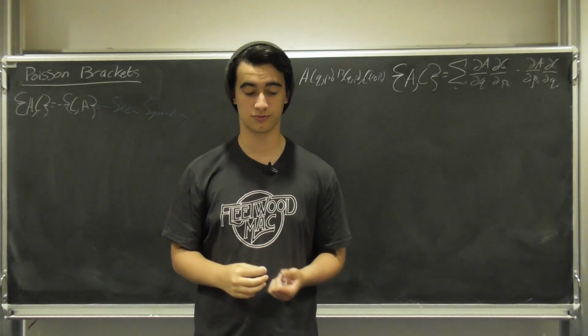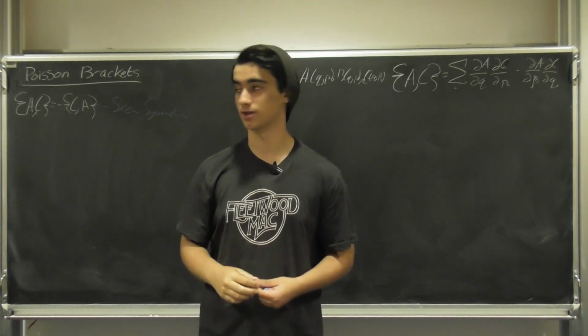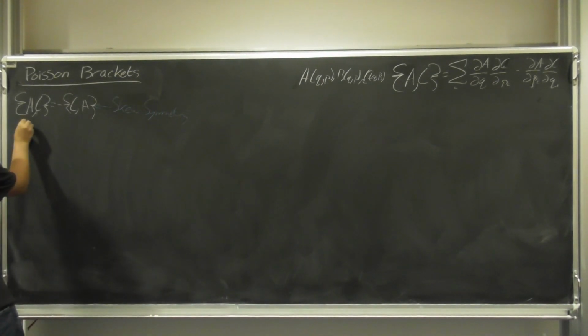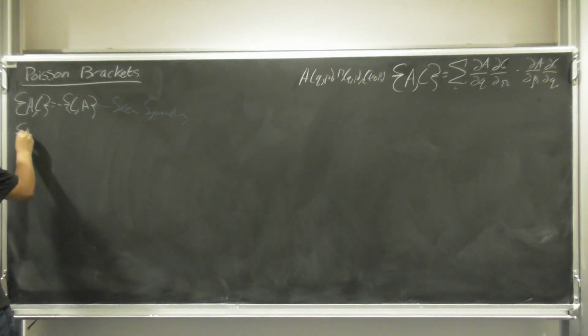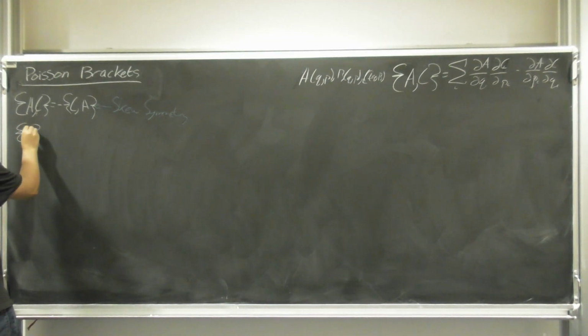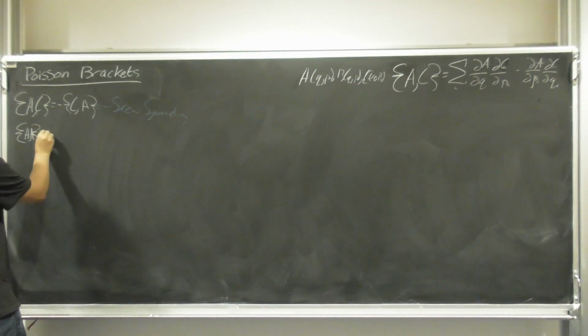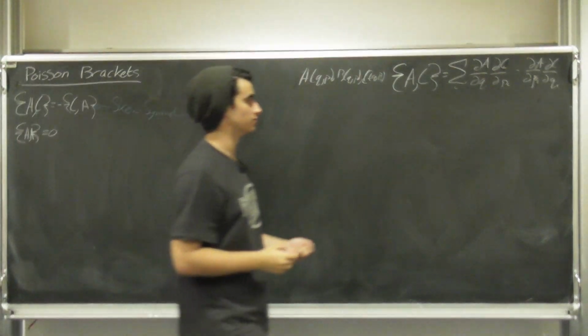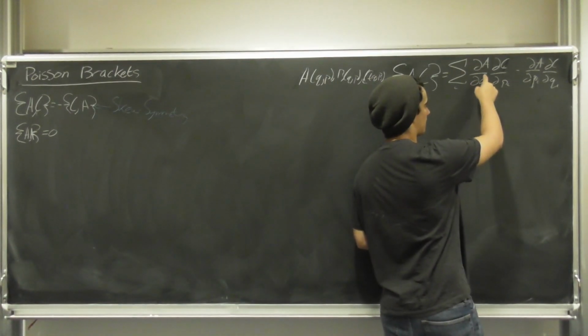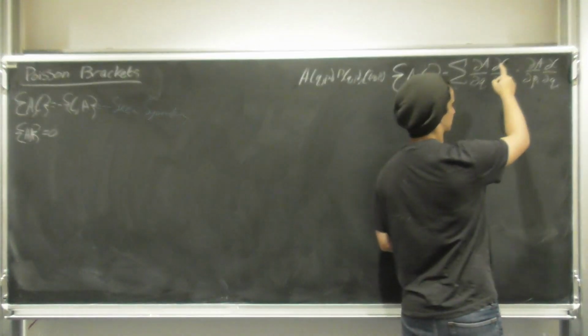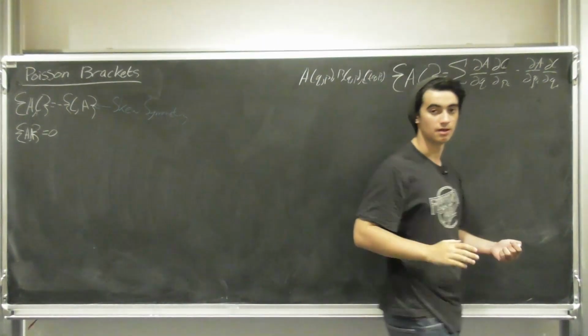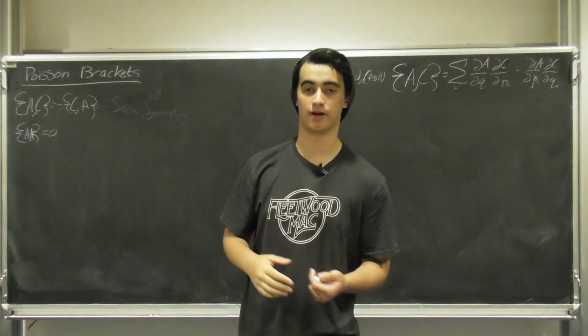The next one we're going to have a look at is that the Poisson bracket of some function A with itself will give you 0. This is simply because if you have the derivative of A with respect to a variable times the derivative of A with respect to another variable, minus the same thing, they're going to cancel each other out and give 0.